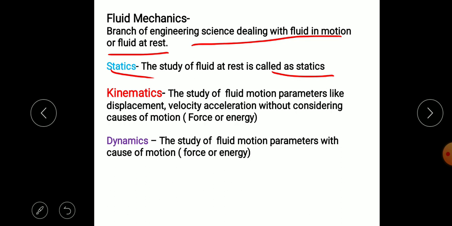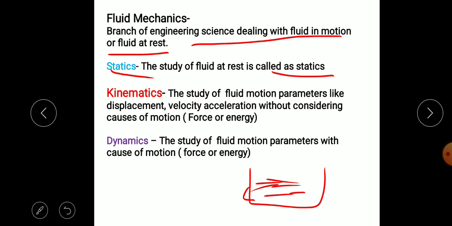Suppose water is stored in a dam. At that time, the water exerts force on the walls of the dam, or water stored in a container exerts a force on the walls of the container. Again, various high pressure gases or high pressure fluids are stored in large containers. At that time, you have to consider the density and the properties of the fluid. All these fluids are at rest, that means they are not flowing. Generally, they are stored in a dam or in certain containers.